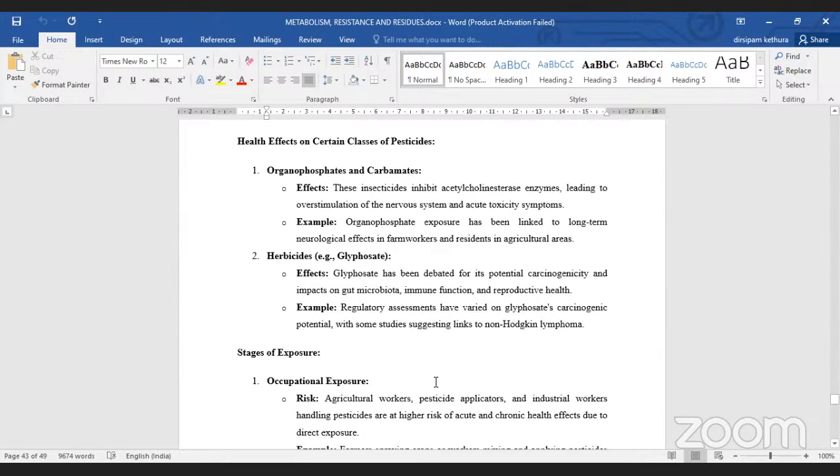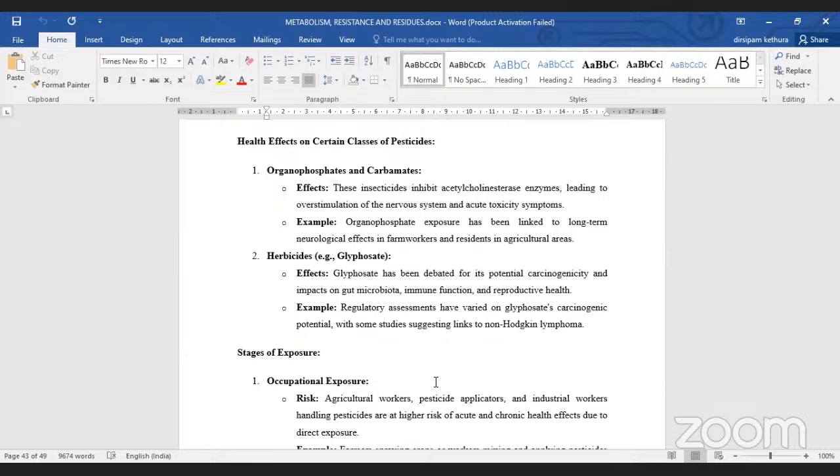The first one is organophosphates. These are all the things which we are studying under health effects on human beings. Here, we are talking about the health effects of certain classes of pesticides. The first one is organophosphates and carbamates, and the second one is herbicides. What are the effects of organophosphates and carbamates?